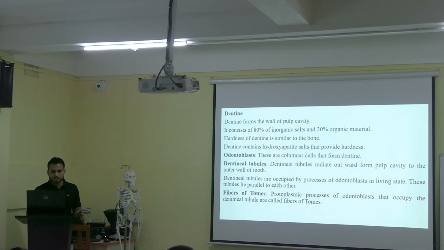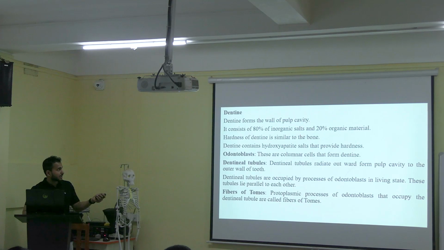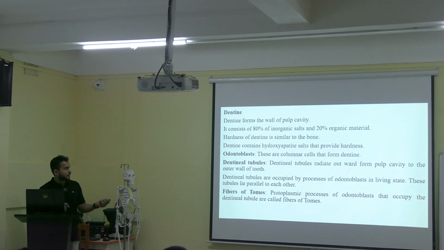Now 80% inorganic salt and 20% organic material are present in the dentine, and the hardness of the dentine is similar to the bone. It contains same hydroxyapatite salts which provide hardness to the dentine. Now the dentine is laid down by a special type of cells, and these are called as odontoblast. Okay, previously we have seen it was ameloblast. Now here it is odontoblast. Okay, they are columnar type cell.